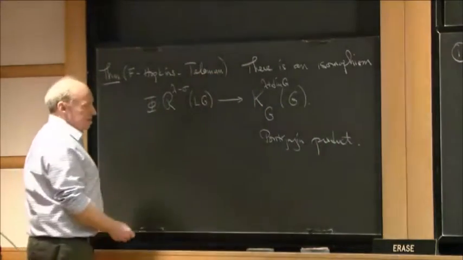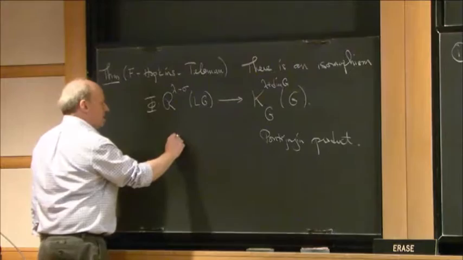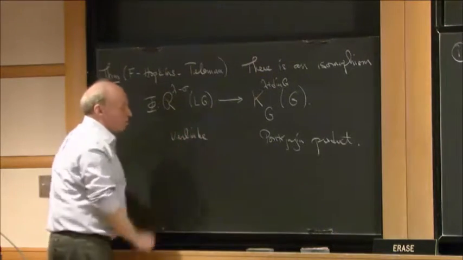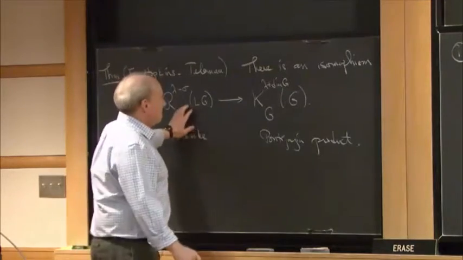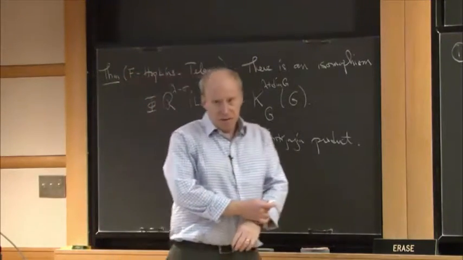And this one has its product, as I said, from the conformal field theory, from the Verlinde ring. And, well, anyway, the theorem is that this is an isomorphism of groups.